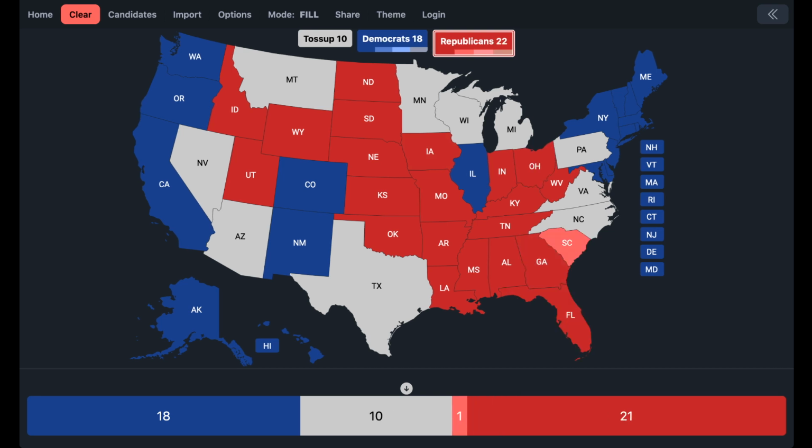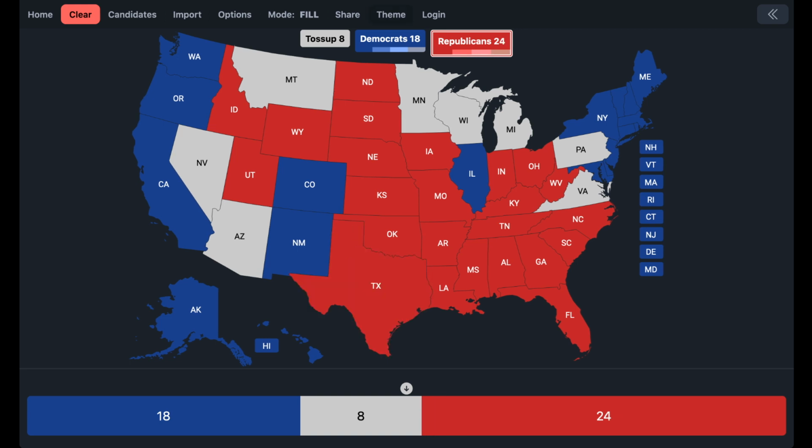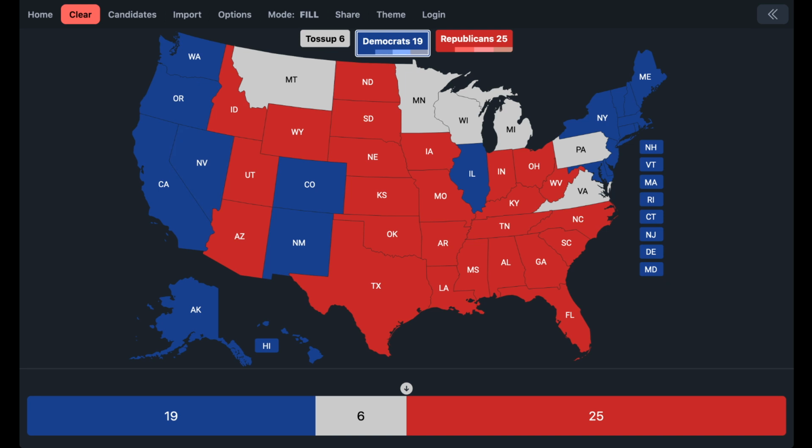Georgia and North Carolina are gerrymandered to favor Republicans. Arizona, it's currently Republican, a majority of their state House delegation.